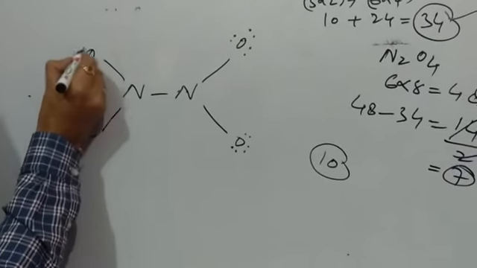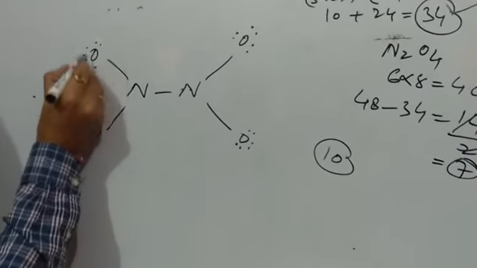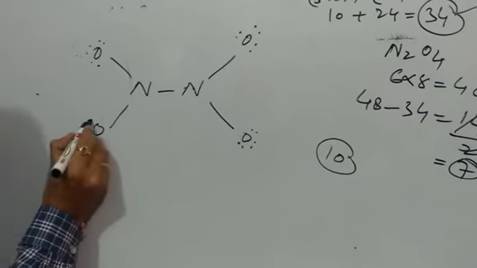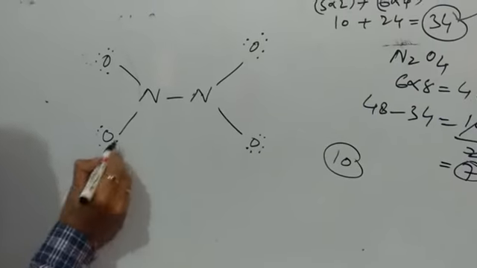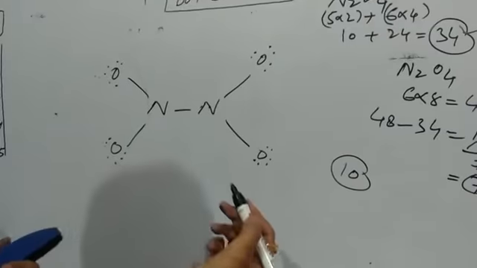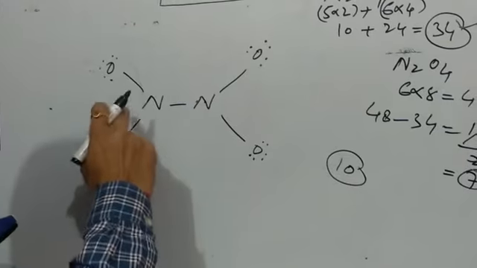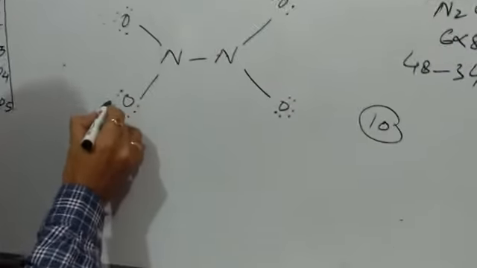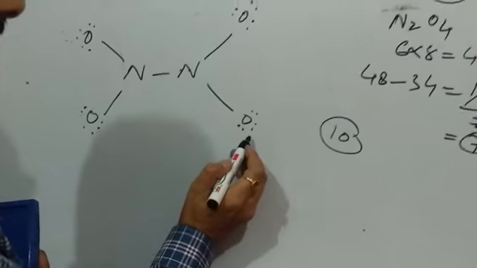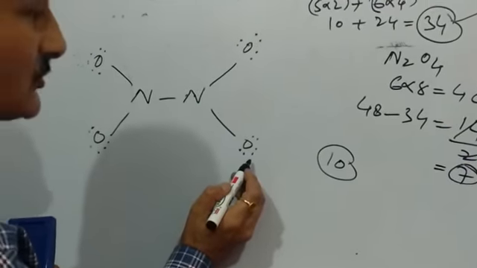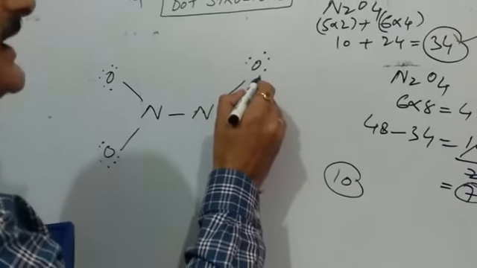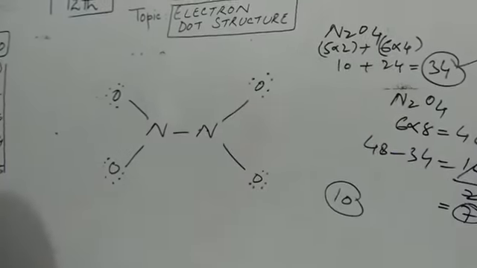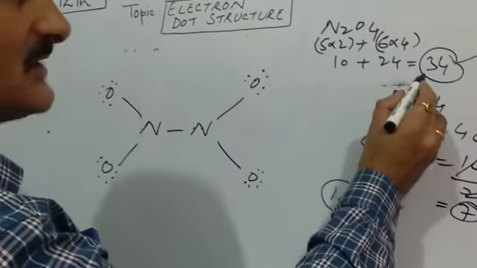Similarly here, 6 and 2, 6 and 2. Now let us count how many electrons have been consumed. 5 twos are 10, 10 and 6, 16, 16 and 6, 22, 22 and 6, 28, 28 and 6, 34. We have consumed all the electrons that were available.